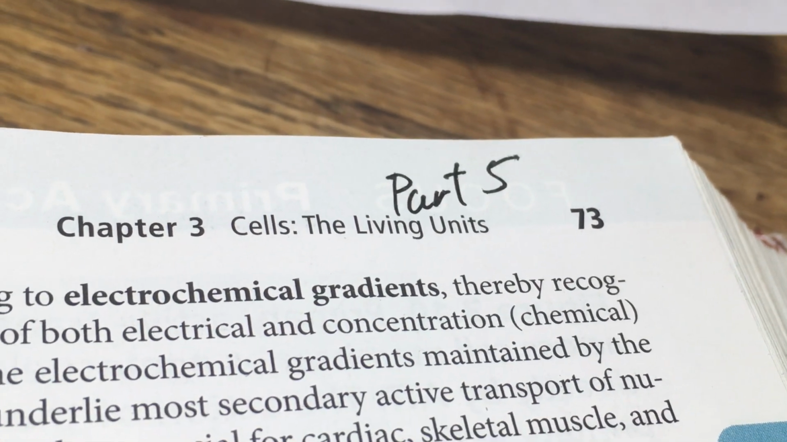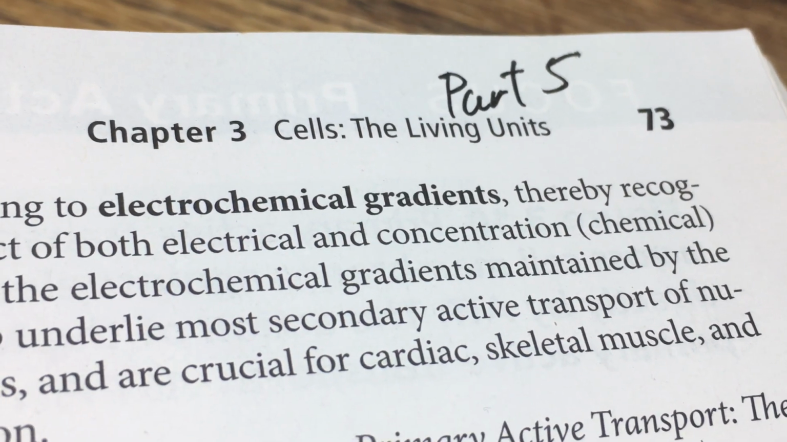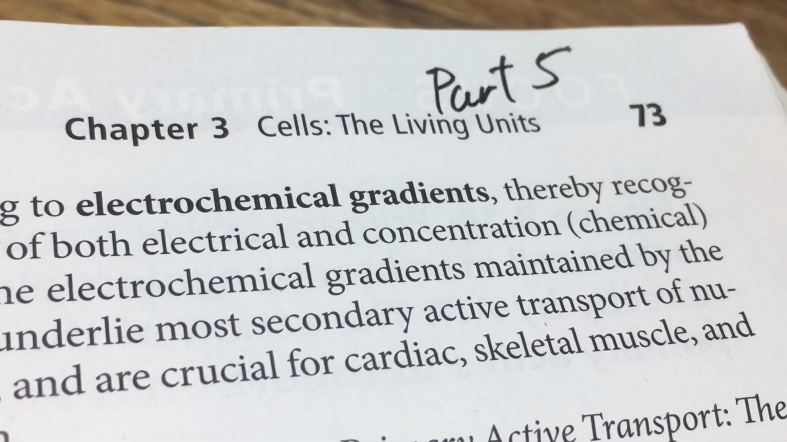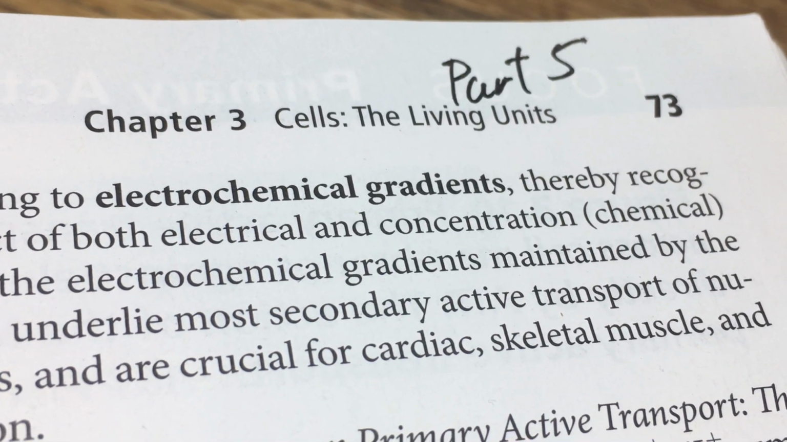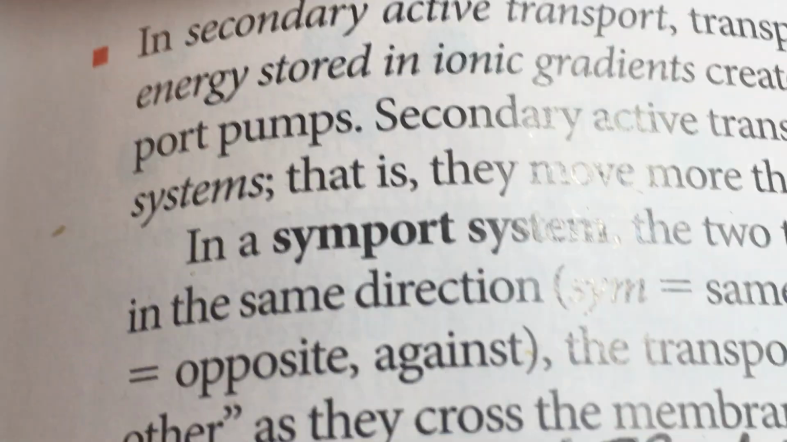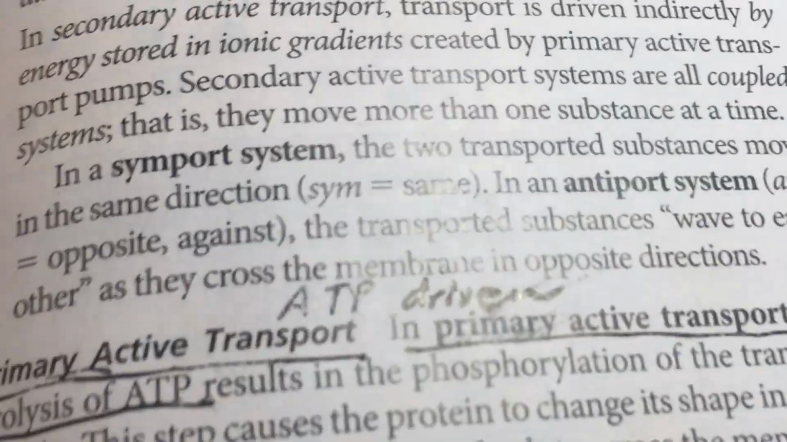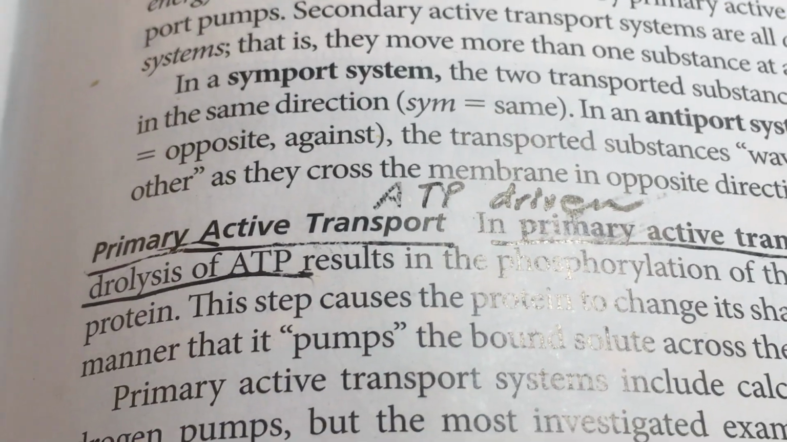We're in part 5 now of cells and transport mechanisms, actually, and we'll move on to organelles. But first, the transport, active transport, is the next item. And it says right here on page 73 in part 5 that we have active transport requiring the use of ATP.